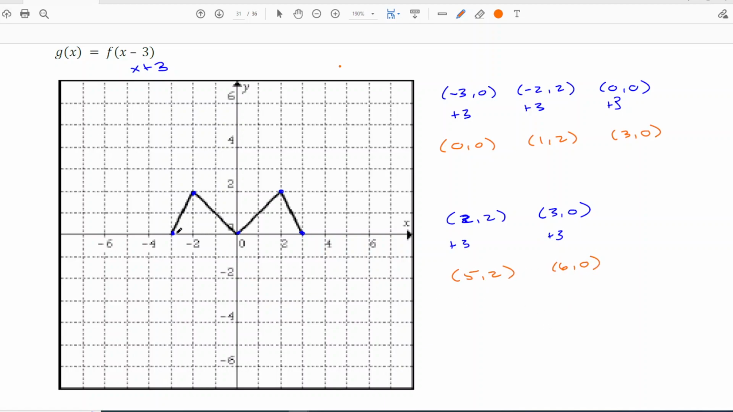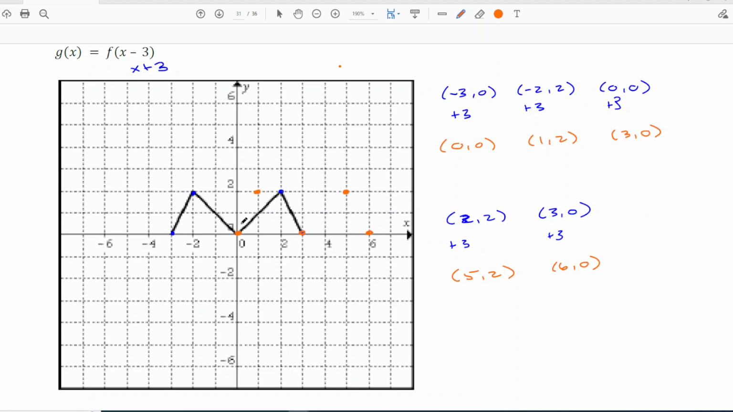Or you could literally take this point and go, hey, I'm going to move right 3. 1, 2, 3. There it is. Move it 3. 1, 2, 3. There it is. And lastly, 1, 2, 3.